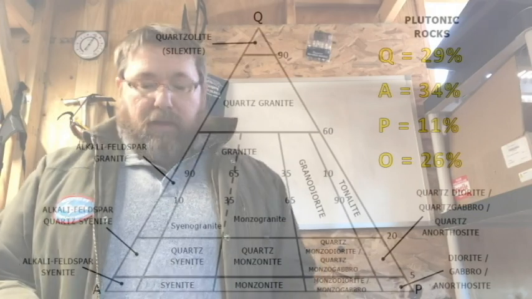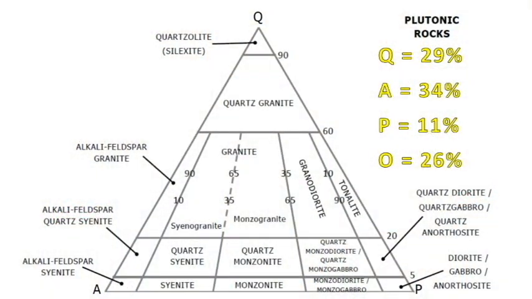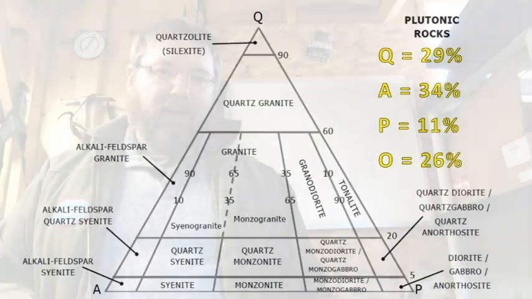Here's our example. We are going to use a rock that's 29% quartz, 34% alkali feldspar or K-spar, same thing, 11% plagioclase, 26% other. That'd be your mafics like your pyroxenes and your olivines, stuff like that, and accessory minerals like hematite, epidote, calcite, etc.